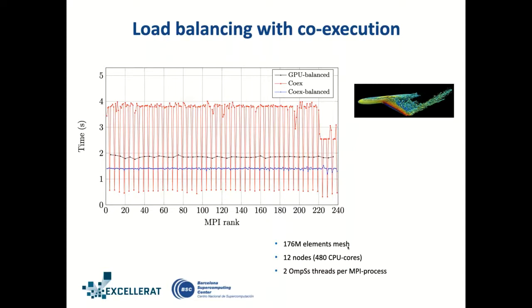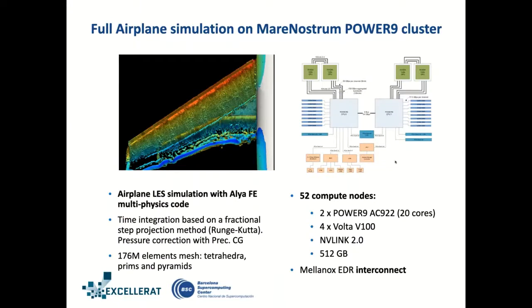Okay, this would be an execution with 240 MPIs with 2 threads through OMPSs, like the equivalent of OpenMP, developed in BSC. We have 2 threads of OMPSs per MPI process. This has been done on the Power 9 system in BSC.